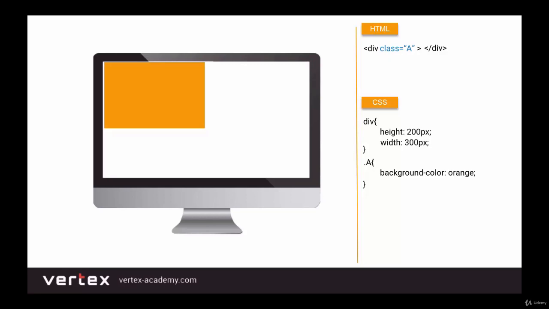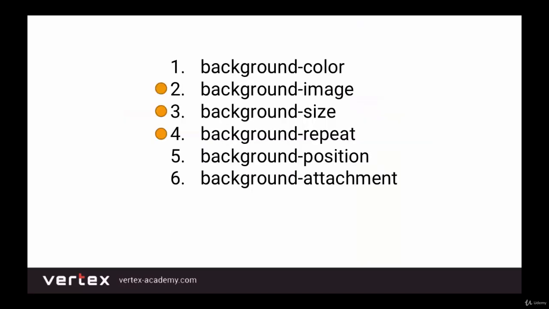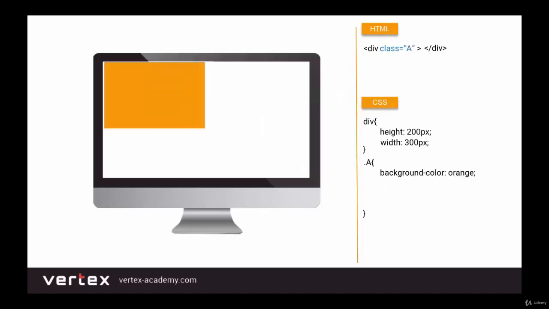Good. This is clear. Now, let's discuss the properties which you don't know yet, specifically background image, background size, and background repeat. To set a background image for an element, you need to use the property background image, and as the value, we write the path to the place where the image is stored. As you can see, we wrote URL and then, in parentheses, the path to the image. Our image, figure.jpg, is stored next to the CSS file, so we simply specify its name.